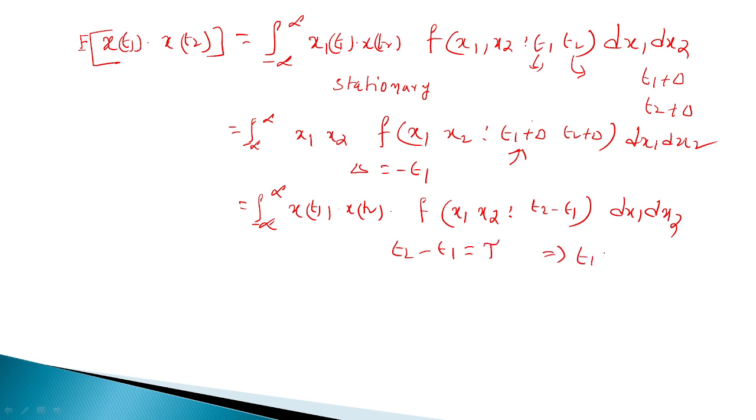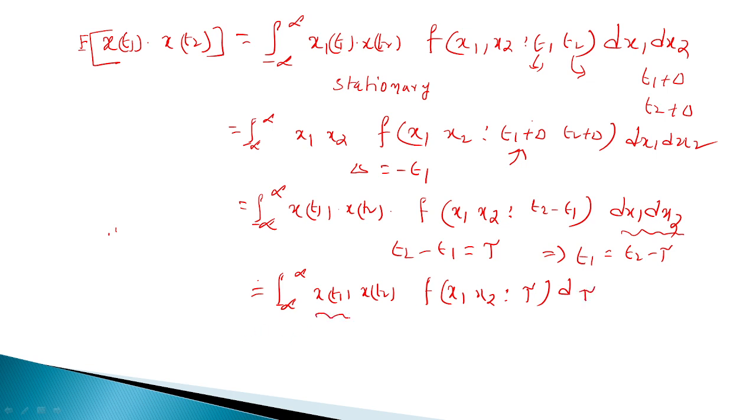t1 equal to t2 minus tau. So therefore we can substitute in the above equation. So we can write it as the integral from minus infinity to plus infinity of x of t1, x of t2, and f of x1, x2, tau, and this is totally d tau.